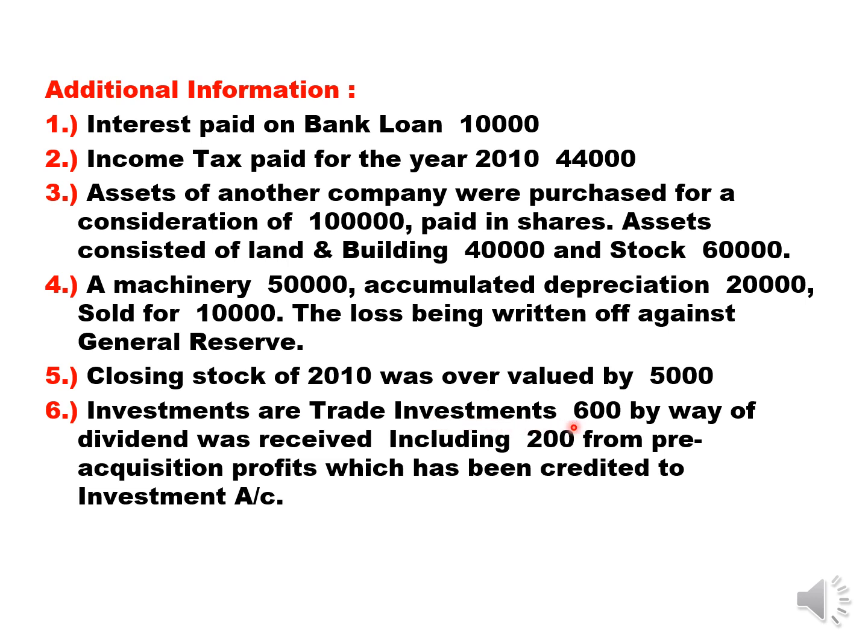Investments are trade investments. 600 was received by way of dividend, including 200 from pre-acquisition profit, which has been credited to the investment account. So students, dividend received is 600. So 600 is the total dividend received. Out of 600, 200 is taken to the investment account. The remaining 400 is taken to the adjusted PL account. So total dividend received 600, 200 has gone to the investment account, 400 has gone to the adjusted PL account.